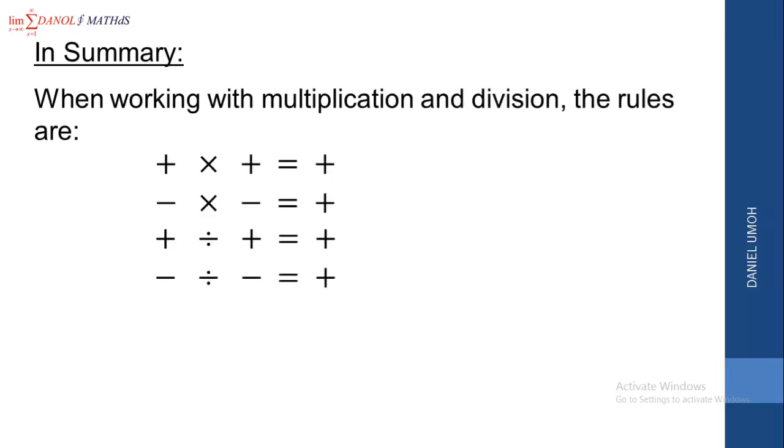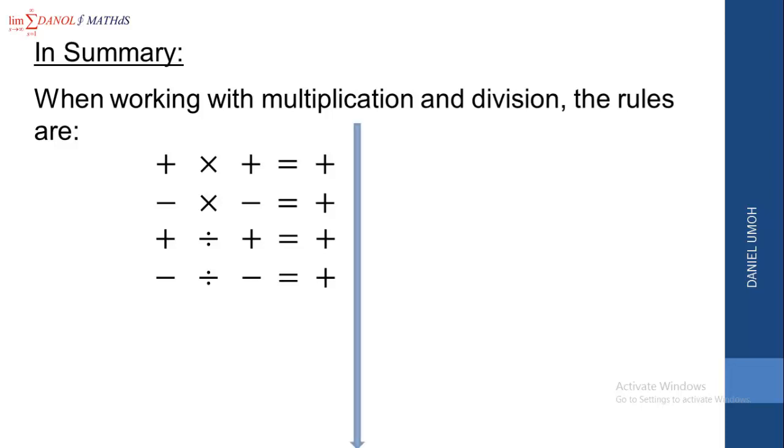Another further. Now, look at this in summary. This is what we have been saying all this while. When working with multiplication and division, this is the rule. That plus times plus is equals to plus. That means when they are the same signs, the answer is always positive. The next one, minus times minus is always plus. They are the same sign, so it is positive. Then plus divided by plus is still plus. Minus divided by minus is equals to plus. So this is the summary of rule 1. Whenever the same signs are multiplied or divided, then the answer is always positive.